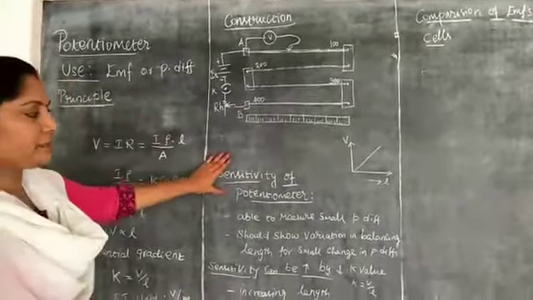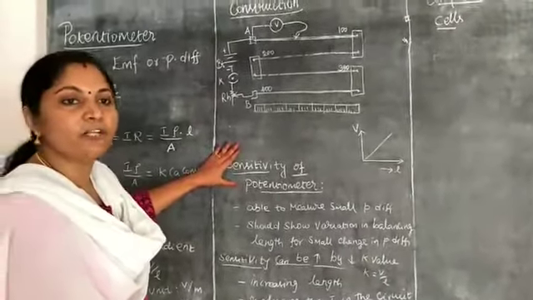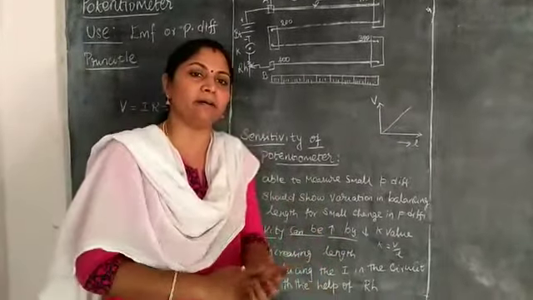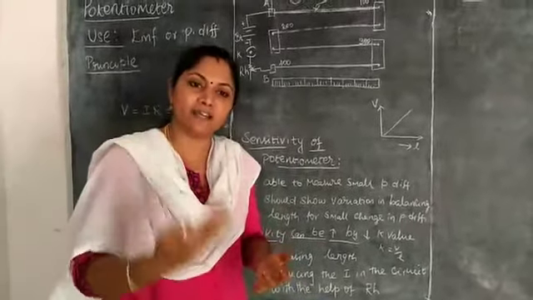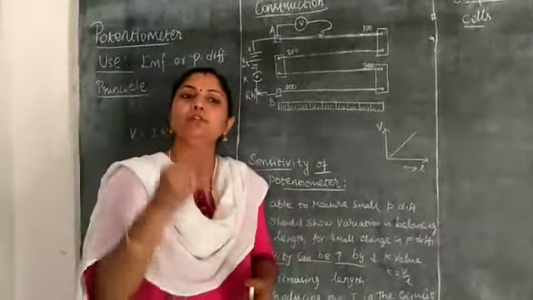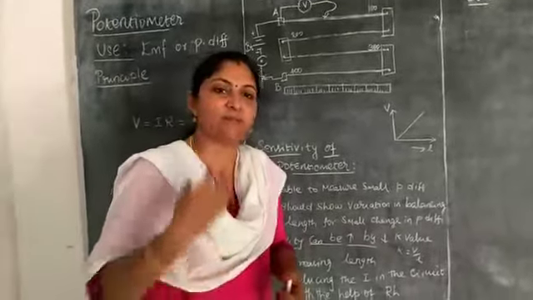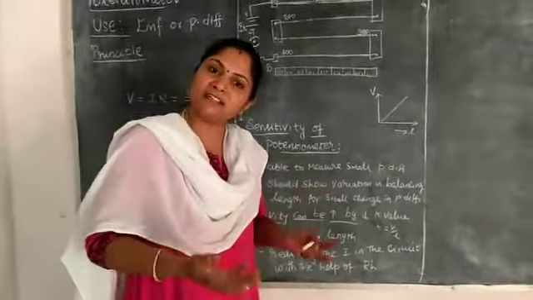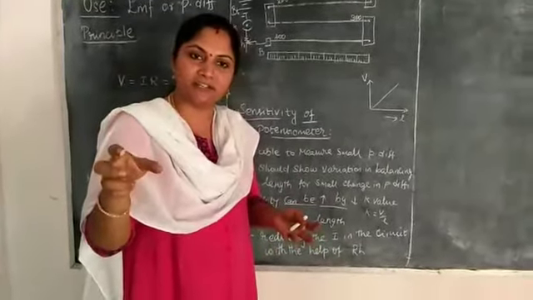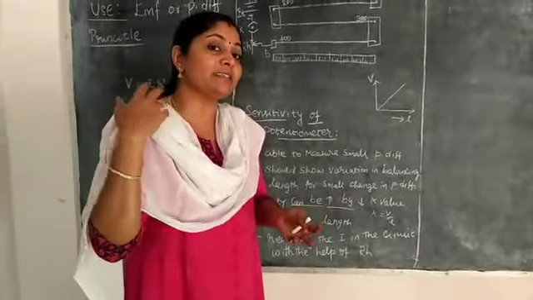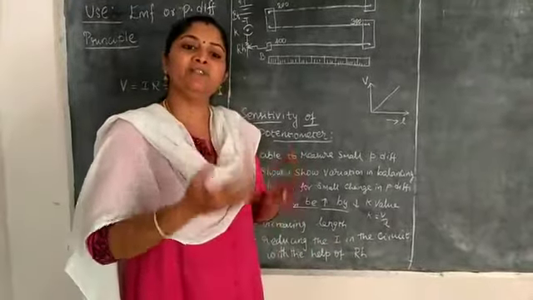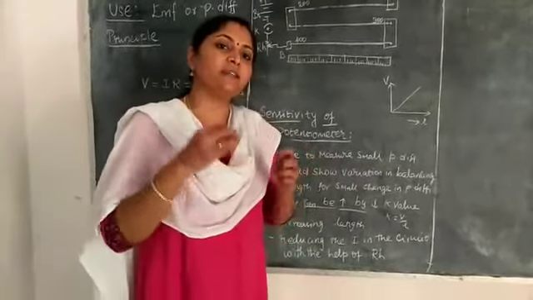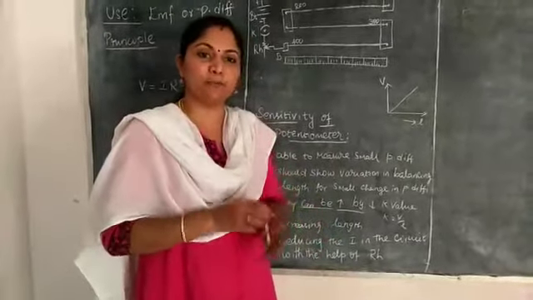Now I am going to explain the sensitivity of potentiometer. What does sensitivity of any device mean? If the sensitivity is high, then it is able to measure even a very small value. That is the concept of sensitivity. Here the potentiometer is especially used to measure the potential difference. So if it is able to measure a very small potential difference, then that potentiometer is said to be a sensitive potentiometer.